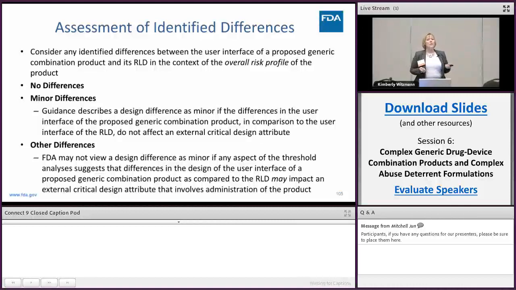So the last category then is other, and that's basically everything that's not no different and not minor difference. FDA may not view a difference as minor if any aspect of those threshold analyses that you've submitted suggests differences in design of that user interface of the proposed generic combination product as compared to that RLD may impact that external critical design attribute that would involve administration of the product. So if we're not sure if it might impact the administration or if it looks like it really does impact the administration, that falls into this other differences bucket.